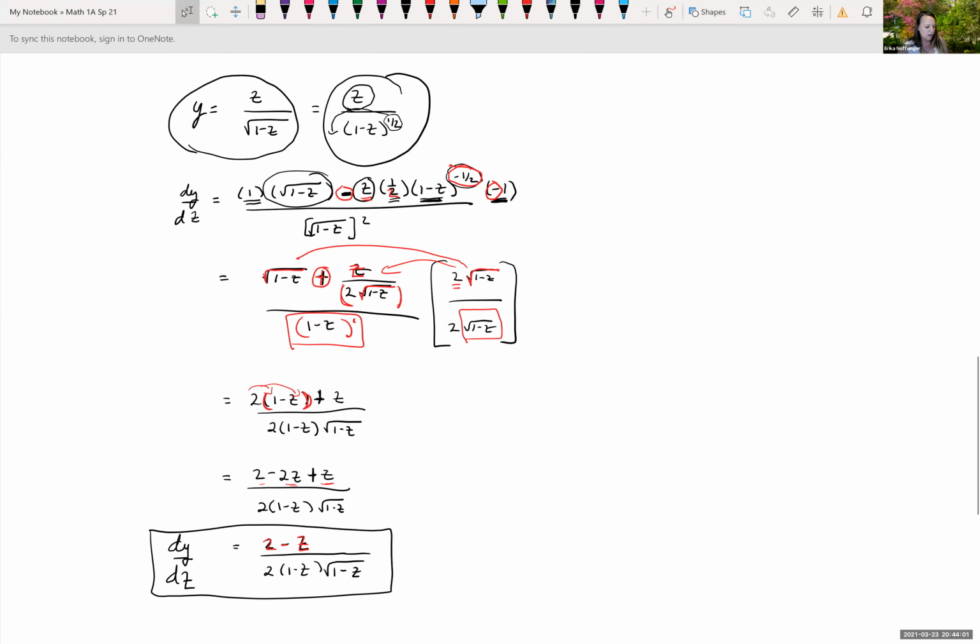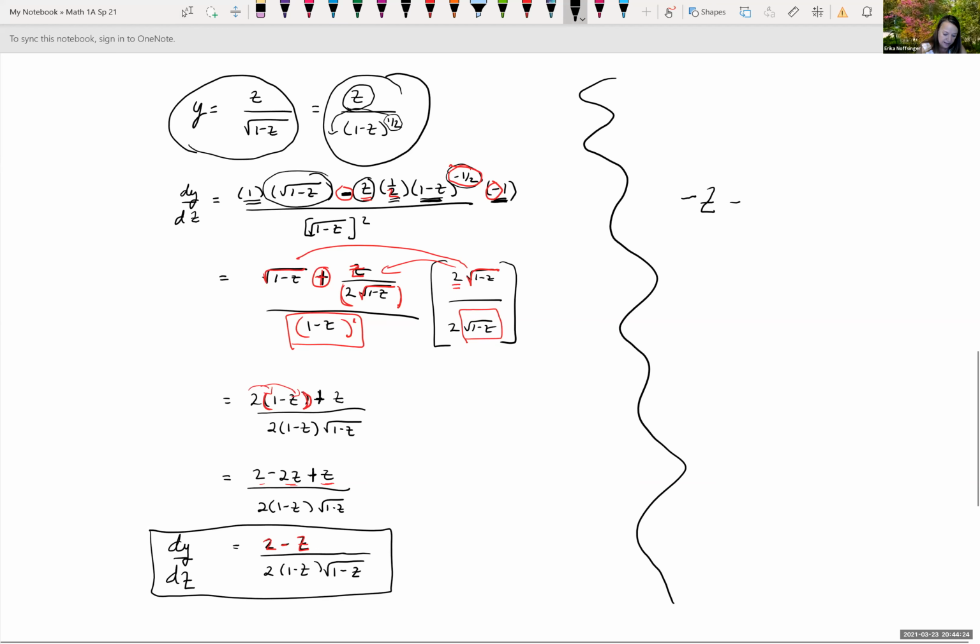So I want to touch on one thing that I noticed grading your group projects. Good job, everybody. I was really impressed on some of those. But a lot of times you guys were writing down things that technically were wrong. For instance, you guys put this in as the answer as negative z minus 2 divided by 2, 1 minus z, all raised to the 3/2 power.